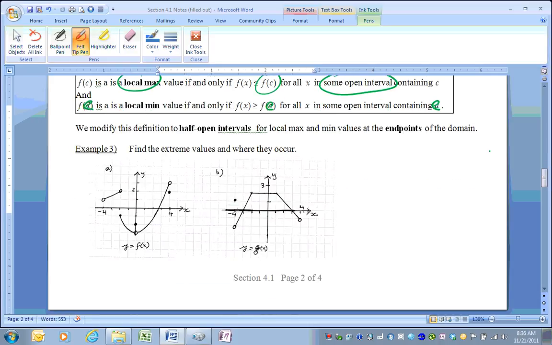Let's look at example 3 here, and then I think we're close to being done. Find the extreme values and where they occur. So what do you guys think for example A? It's a little tricky.